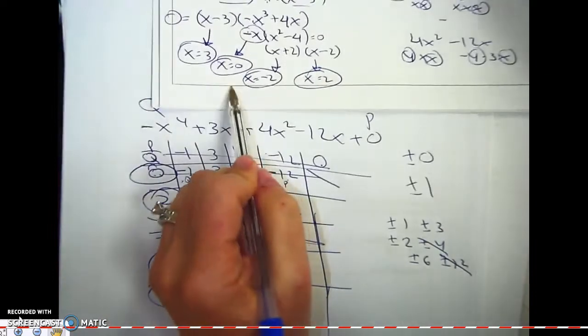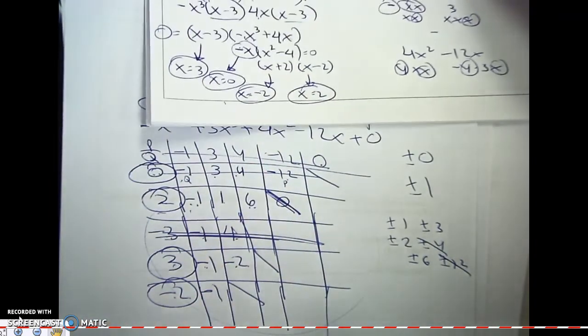You can either do PQ, you can do factoring, or you can do a modified version. Okay. Let's look at the next page.